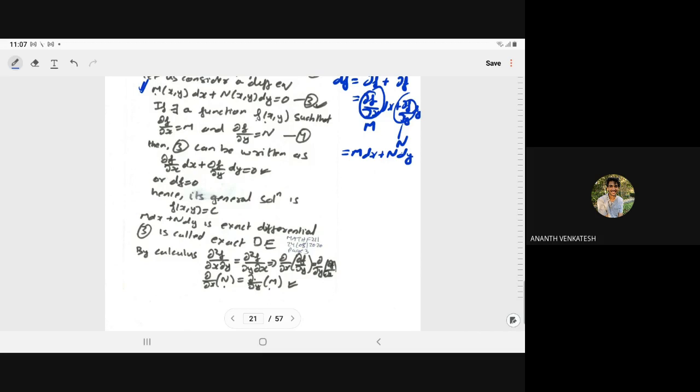So here we have written m dx plus n dy as the exact differential equation. This is called the exact differential equation. By calculus, del 2f upon del x del y is equal to del 2f upon del y del x. So del of del x of del f by del y is equal to del of del y of del f by del x. Just put the value, and it will give you del n by del x is equal to del m by del y.